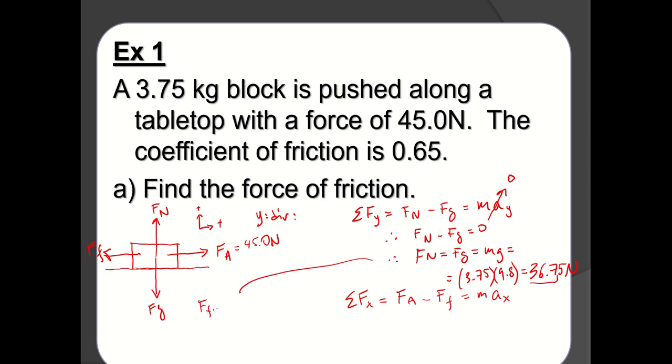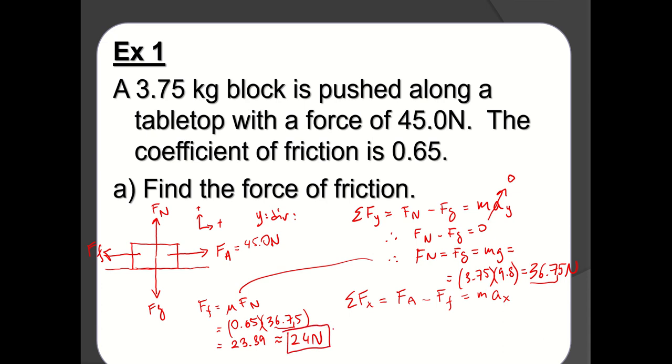Our force of friction is going to be mu Fn. Plug in the numbers for mu, 0.65. Plug in the value which is found, 36.75. Now remember, this is 3 sig figs there. So we have 2 sig figs here, 3 there. So the final answer should be 2 sig figs. So we get 23.89. But we're going to round this to 2 sig figs, which is going to be 24 newtons. All right, so that's going to be our force of friction.